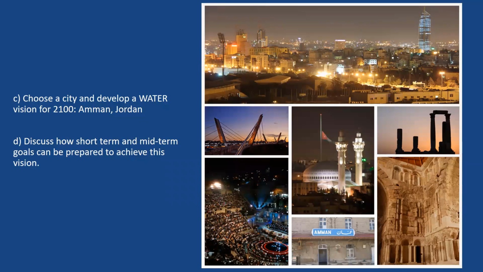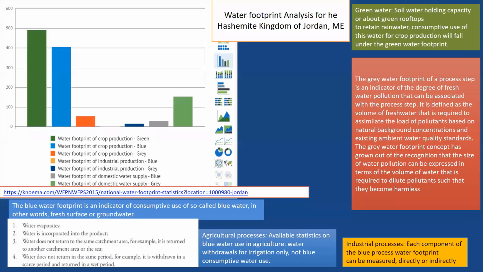So I'm choosing the city of Amman in Jordan, and this is the water footprint analysis for the Hashemite Kingdom of Jordan. I used this website over here for this analysis. The blue water footprint is an indicator of the consumptive use of water, so fresh surface water or groundwater, and basically it's used in producing a product, or for domestic use, or for agricultural use, or for industrial processes. That over here has the key, and so basically we also have green water.